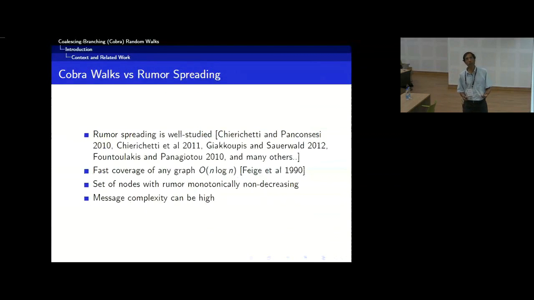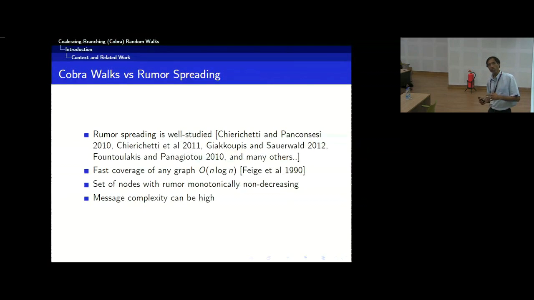There is a relation to rumor spreading, as in how information disseminates. There is a very nice, simple result that shows that a certain kind of rumor spreading method finishes on any graph in order n log n time. The one crucial difference is that the set of nodes with the rumor is monotonically increasing.